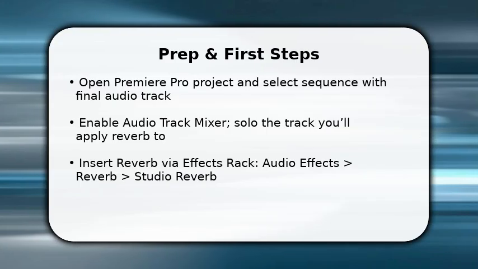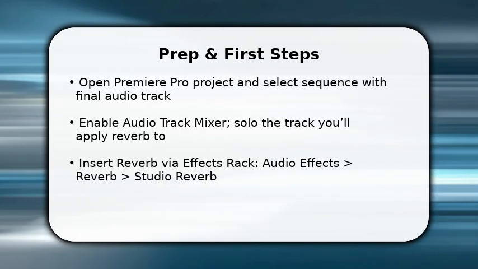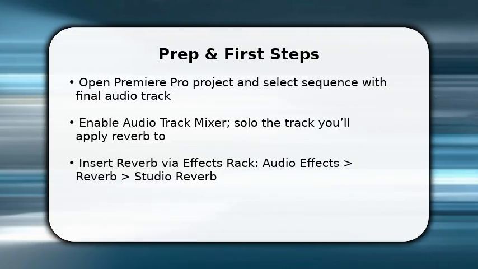Enjoy the video. You'll start by opening the sequence that contains the audio clip you want to end with reverb. Once open, make sure the track is soloed in the audio track mixer so your changes are isolated. Next, add Studio Reverb from Audio Effects to the track's effects rack. This gives you a non-destructive send option.